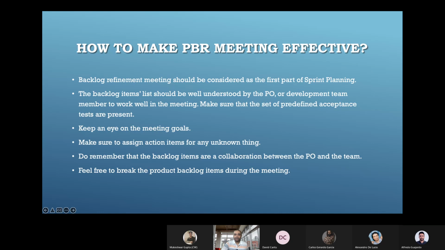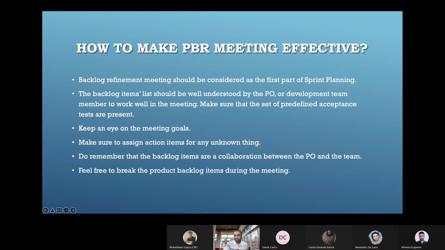Fine. So that is very important. And then we'll make sure that a set of predefined acceptance tests are present. What acceptance tests or acceptance criteria are, we'll be seeing in detail in the coming slides. But if any story does not have acceptance criteria or acceptance tests that define whatever is expected, then we can ask the product owner to write that and mention it explicitly.